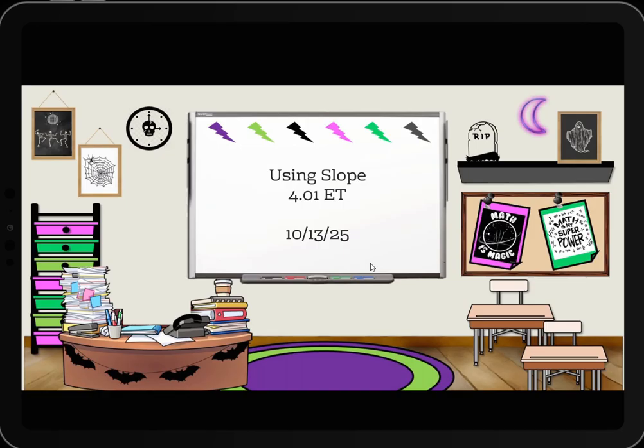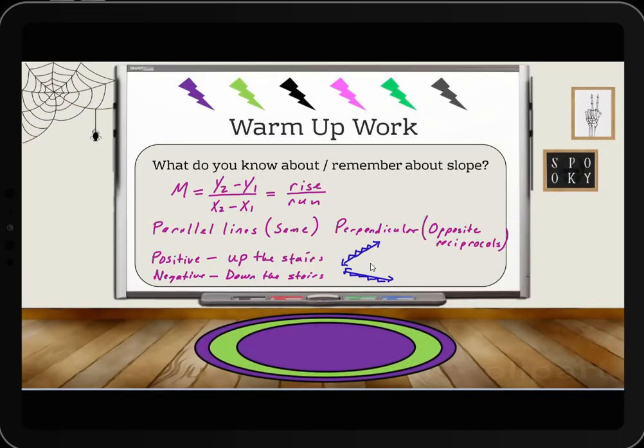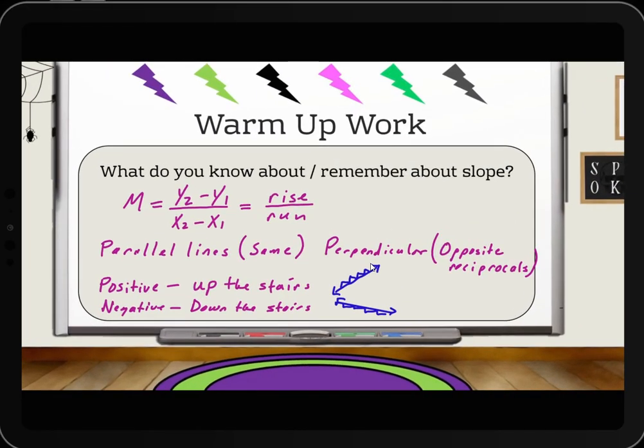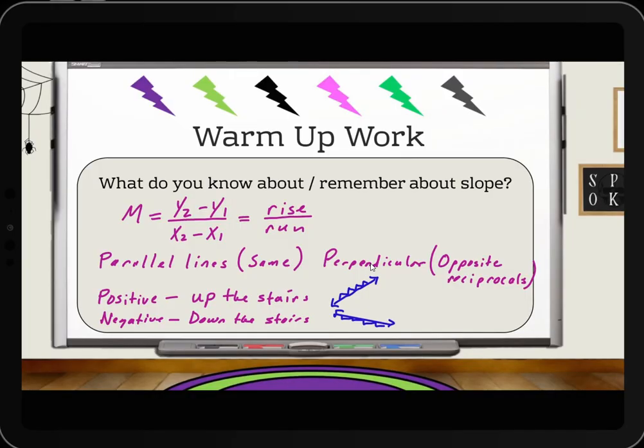In this lesson, we'll be using slope for the 4.01 exit ticket. As a warm-up, we want to try to remember or put down what we remember and know about the slope. So you might remember that the slope is the change of y over the change of x, the difference of y over the difference of x.